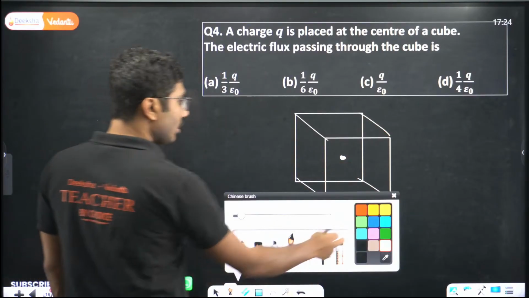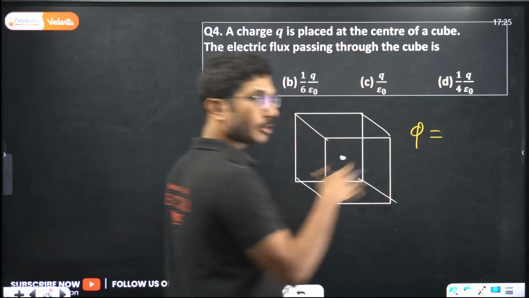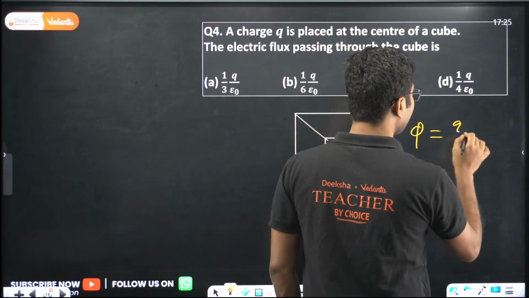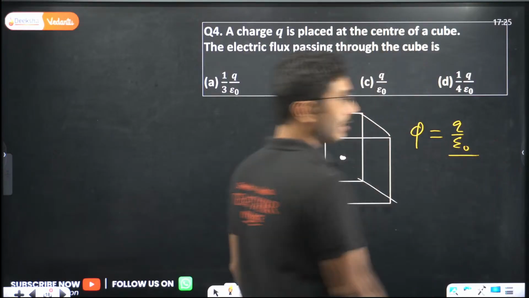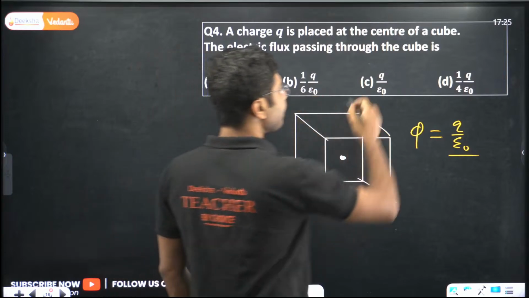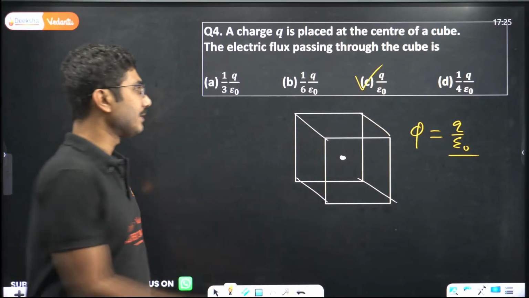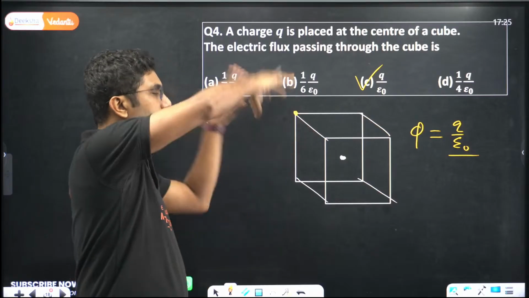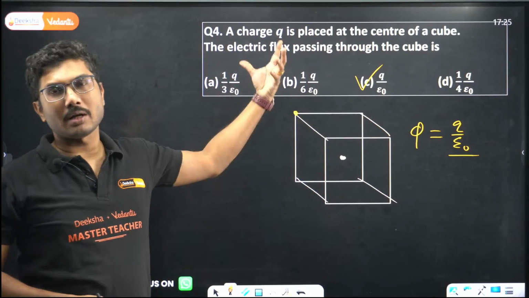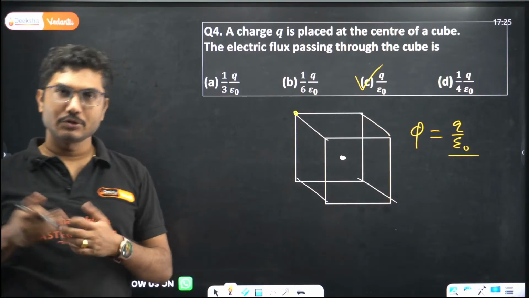Very simple, Gauss's law. The flux is basically independent of the shape of the object. Because the charge is at the center, it must be Q by epsilon naught. Nothing else. It can be a sphere, it can be a cube. Electric flux will always be Q by epsilon naught because the charge is at the center. If it is at the corner, then you need to construct something with which you can cover the charge completely, count the number of cubes, divide it, and get the value. But here it is at the center, so no need to worry.